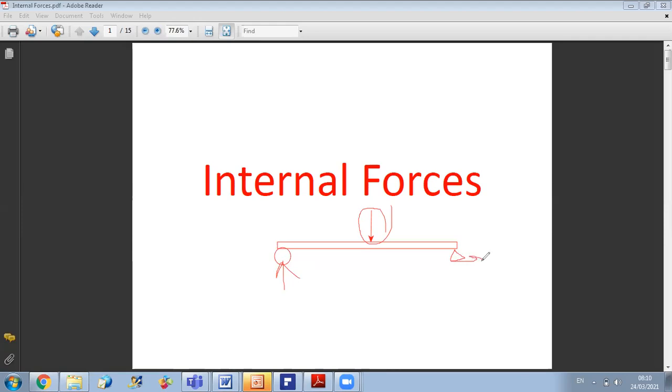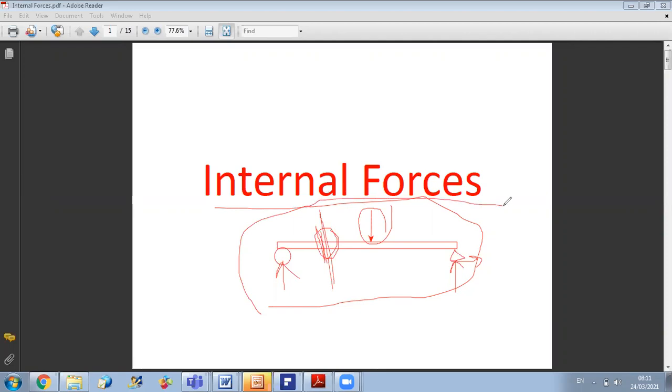Now, what is happening inside the structure? If I am interested to know what is happening inside my structure, I should do a cut. Because if I look at it from outside, the internal forces will not appear because they will cancel each other. So in order to calculate internal forces, I should cut my structure. When I cut my structure and divide it into two parts, the two parts will have action and reaction on each other. So what is happening inside the structure is called internal forces.